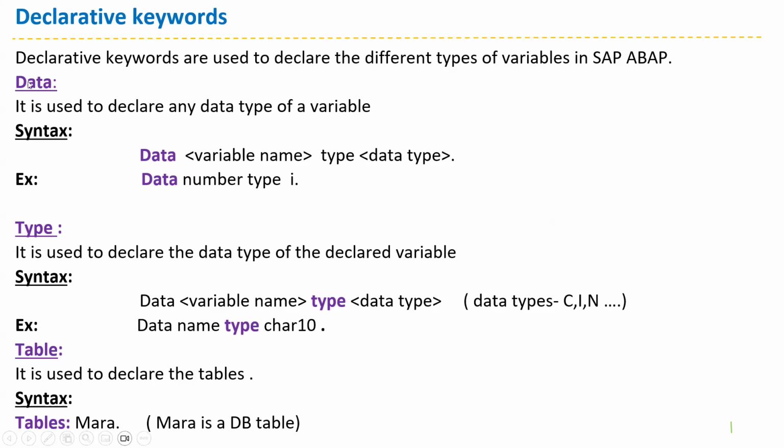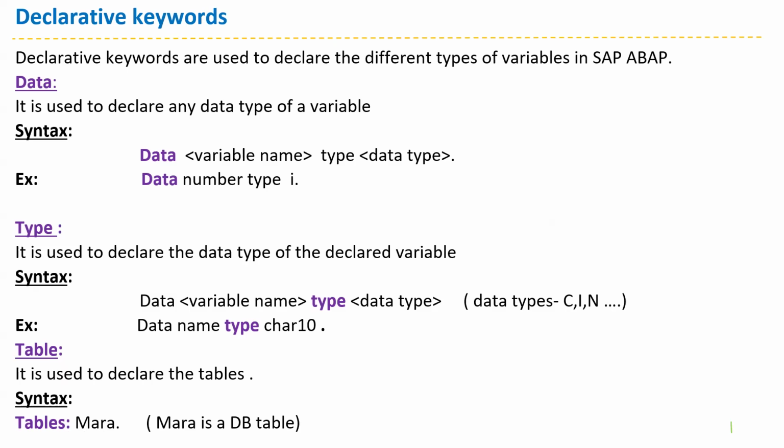So first we'll see data. Data is one of the declarative keywords which is used to declare any data type of a variable. For example, I want to display a customer number and customer name. Customer number comes under numeric data type. Customer name comes under character. Character data type is nothing but where we can display all the characters, like names. So these are two different data types.